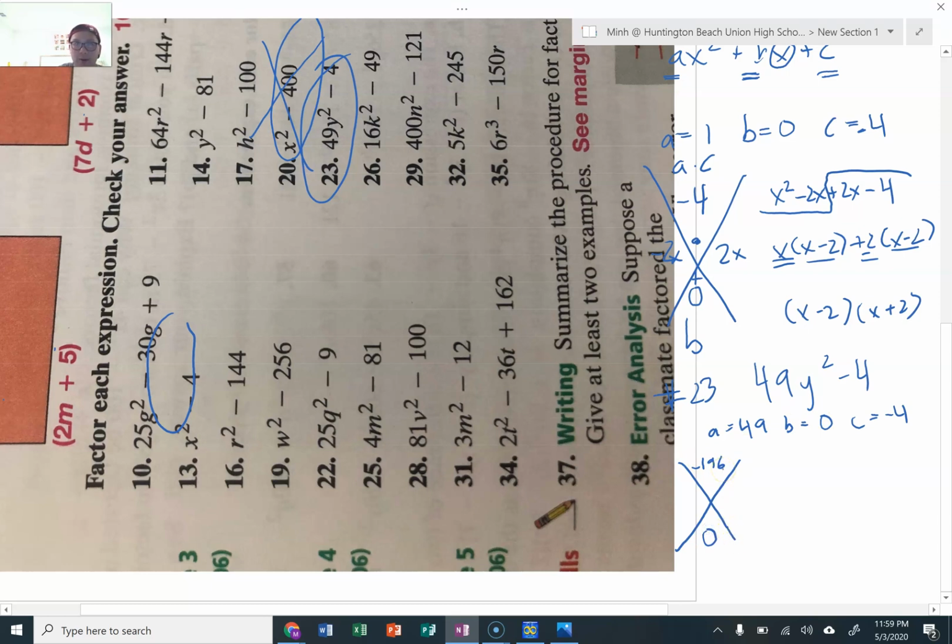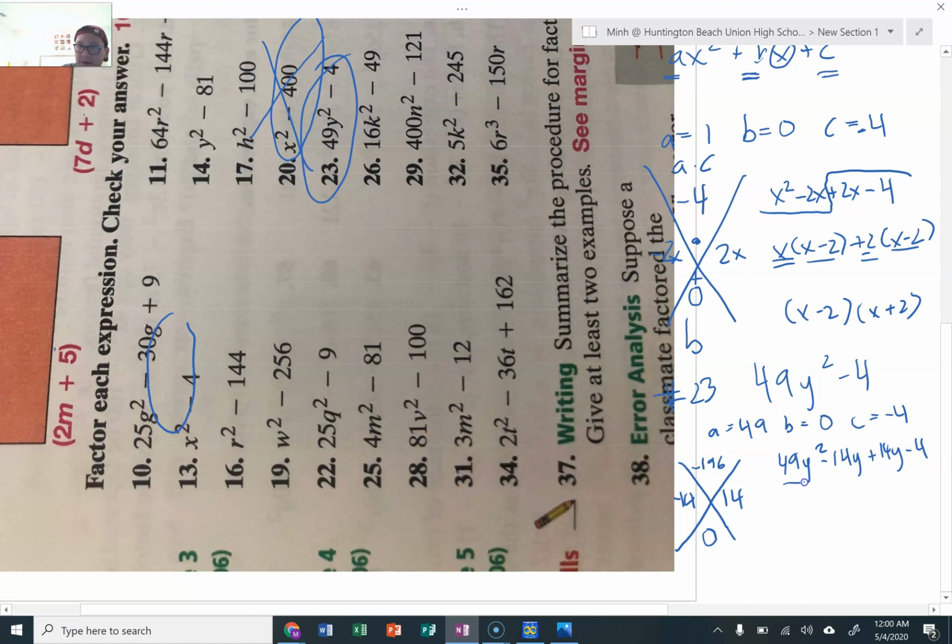So we have to figure out what times what will get me negative 196, right? But will also add up to 0. Right? Now, with difference of squares, the best part is that you should definitely try the same number multiplied by itself, positive and a negative value, obviously, and see if it gets you that. So, negative 196, when you do this, you should get negative 14 times 14. And then, when you set it up, keep the first term, 49y squared, minus 14y, plus 14y, minus 4.